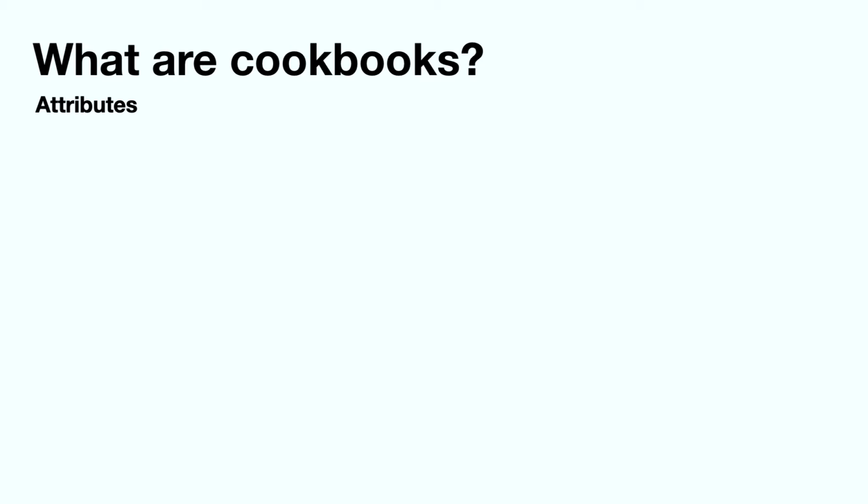cookbooks are composed of attributes, and attributes are structured data. So in Ruby, it's a hash. It's the same as a dictionary in Python or any other language, and they can contain multiple different types of data. So here's an example.